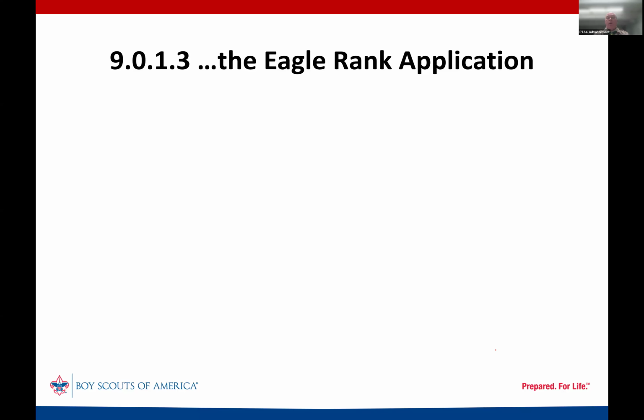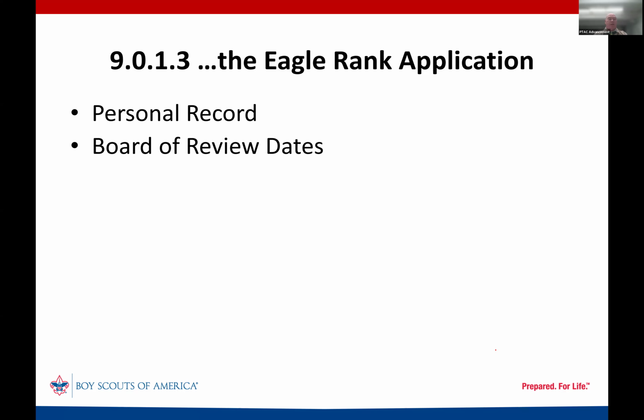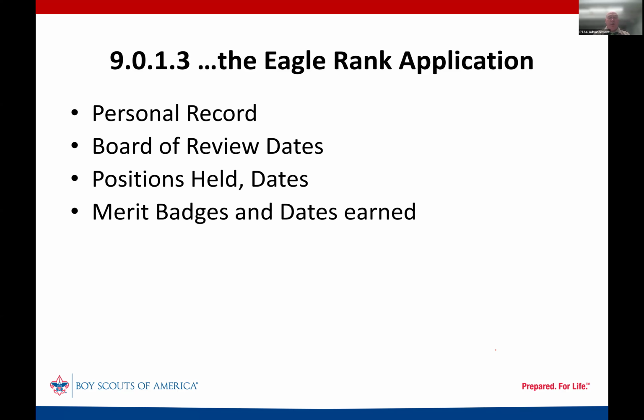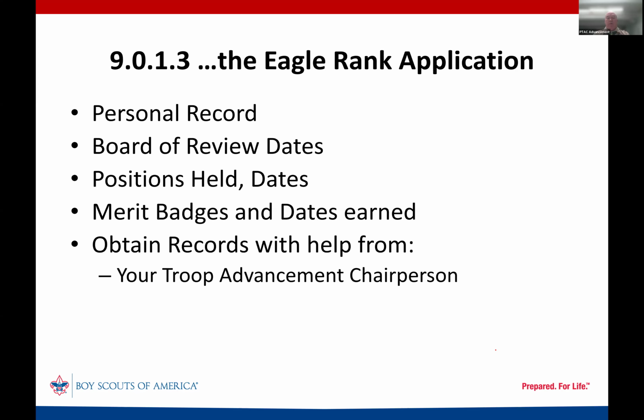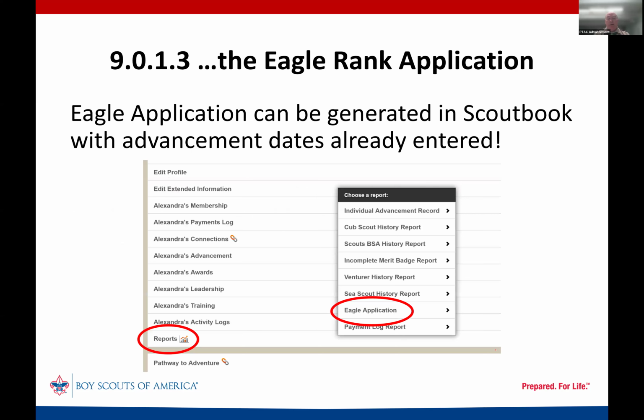All right. In looking at the Eagle Rank application, we already mentioned this personal record that had a number of different dates in there about board of review and different positions that the scout had held in the unit. One of the requirements there is a position of responsibility held within the unit. So those are some information that the scout needs to own and put in here. Dates of different merit badges, and which merit badges were earned. And again, to obtain the records, you can get them from the troop advancement person, from Scoutbook, which is probably the one that most people are using these days. Internet Advancement also has this information.